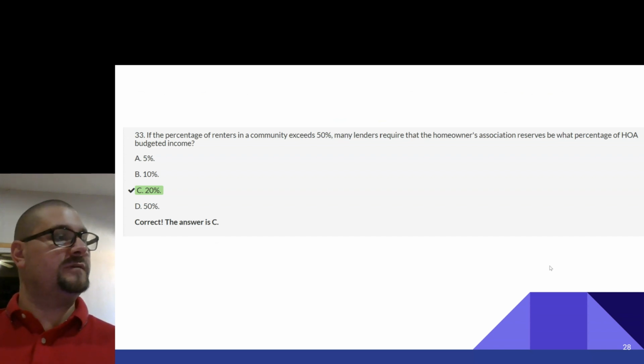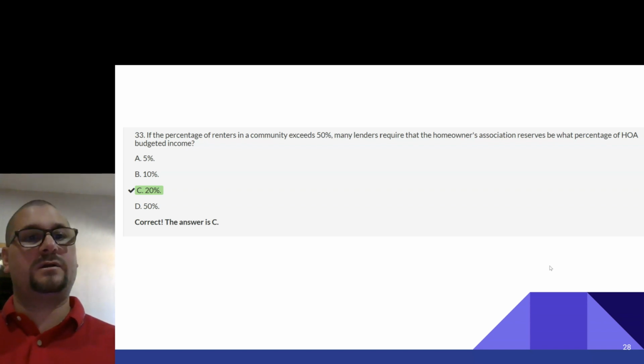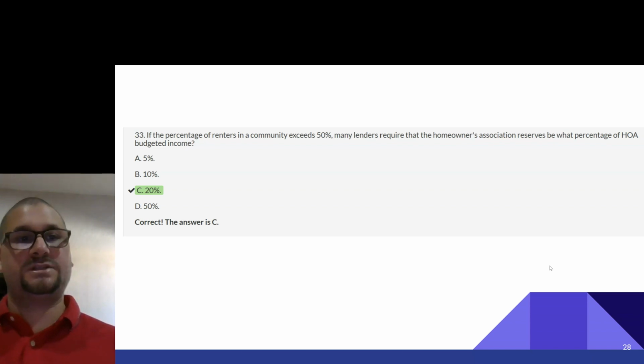So, you live in a community, you got more than 50% renters. How much does HOA require to have in their budget? It's 20%.